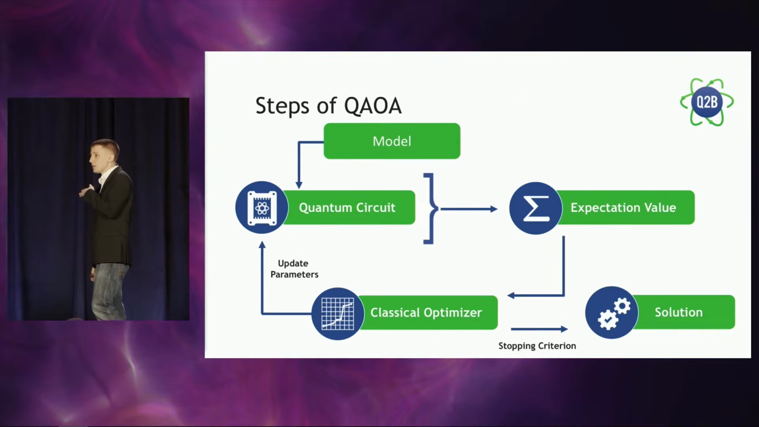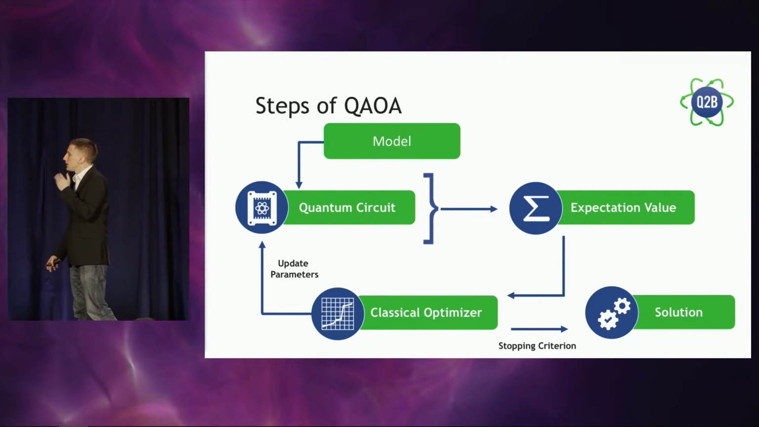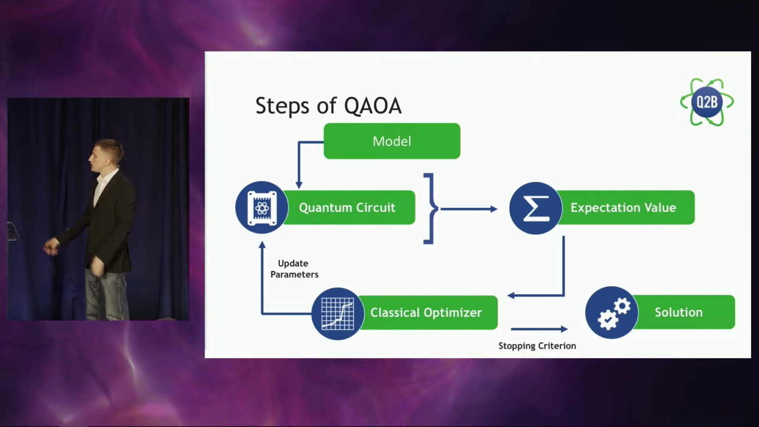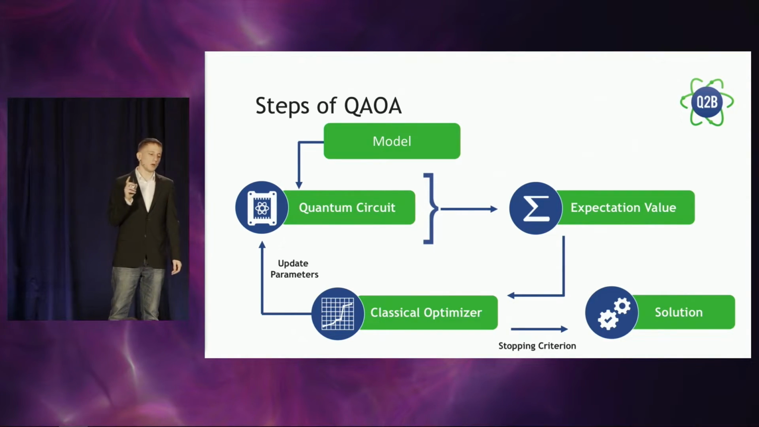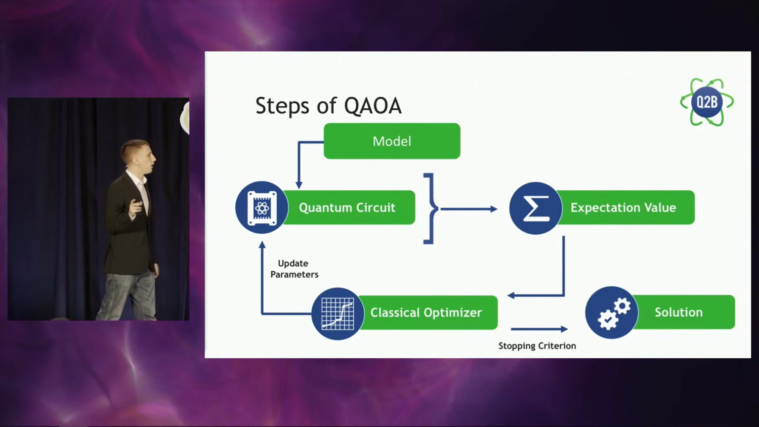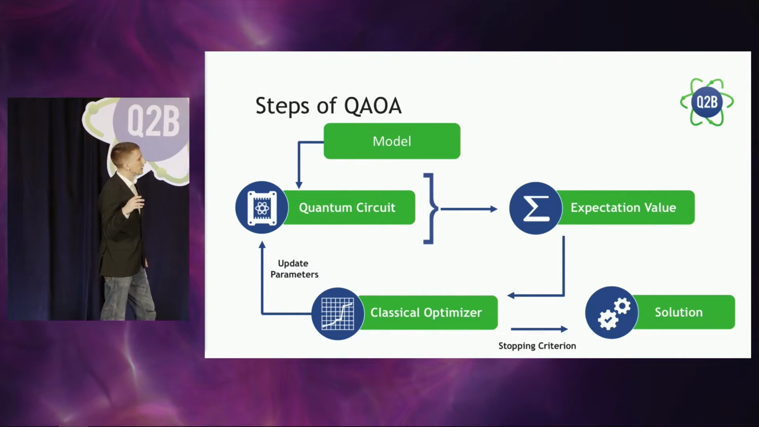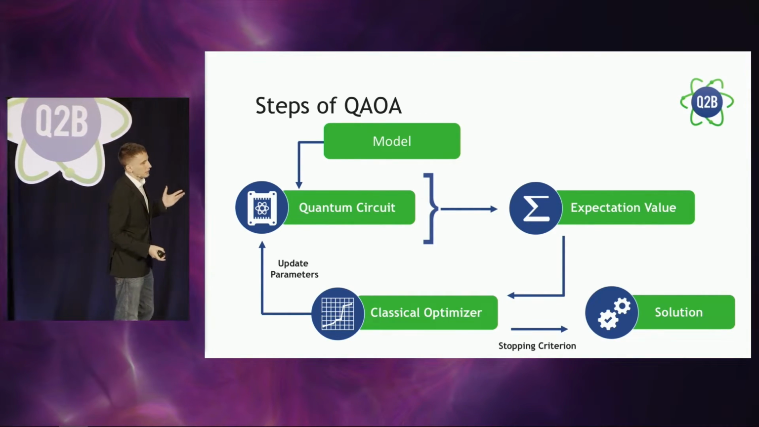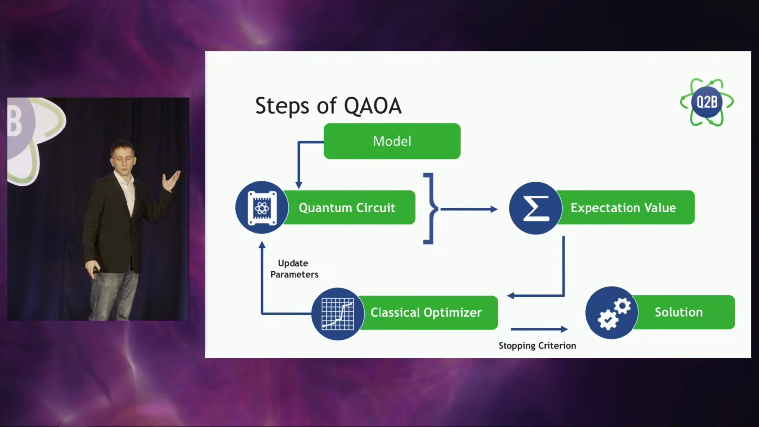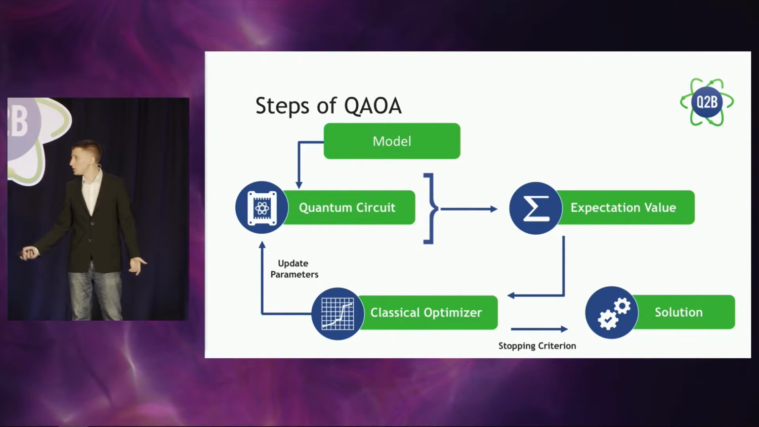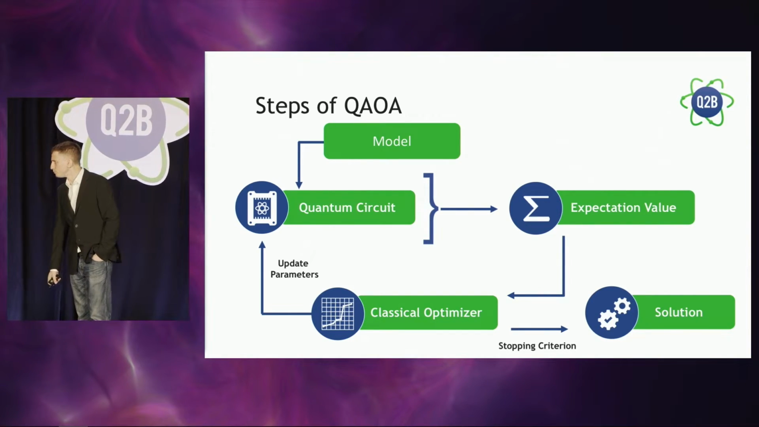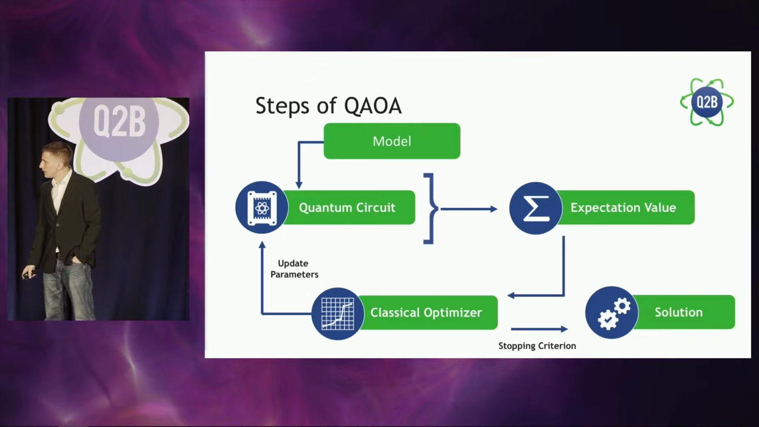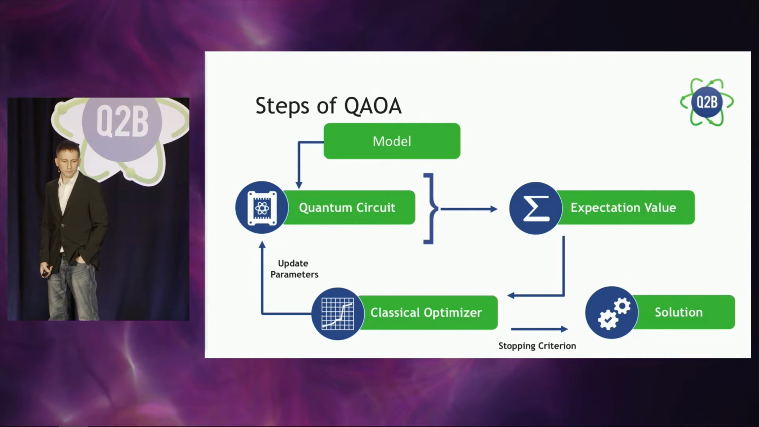This modifies the expectation value. And what the classical optimizer is trying to achieve is a reduction in the value of the expectation value. So the classical optimizer will feed parameters to the quantum circuit. The quantum circuit will output the expectation value, and the classical optimizer will update the parameters again based on the value that it has obtained from the quantum circuit. Once the stopping criterion is met, we just get the solution. And that's how a QAOA implementation works.